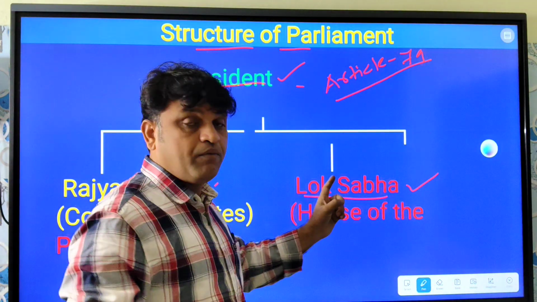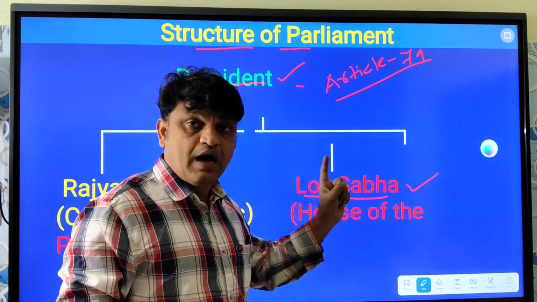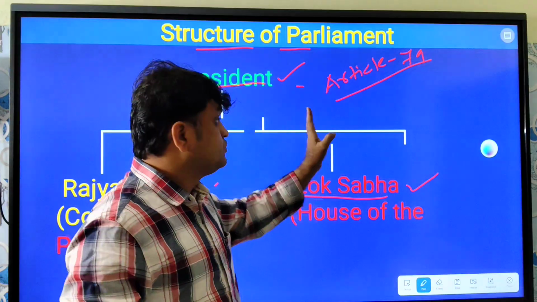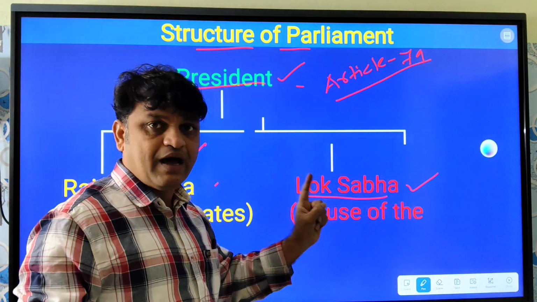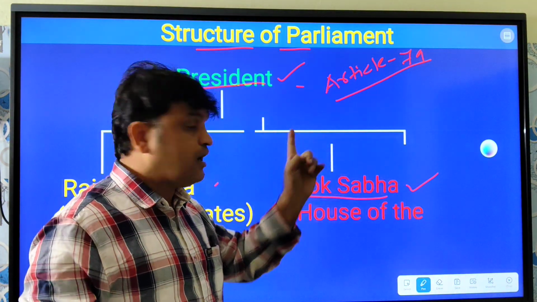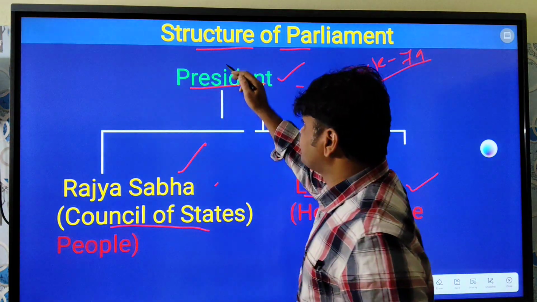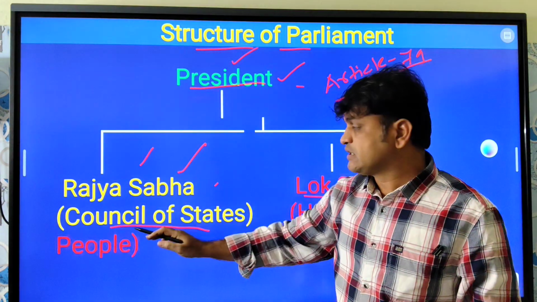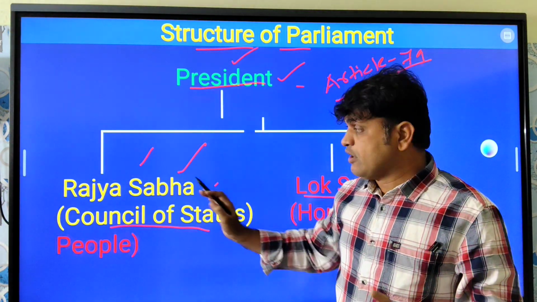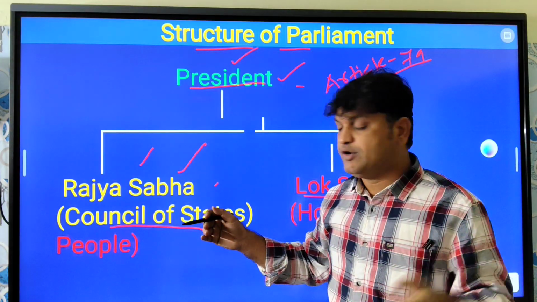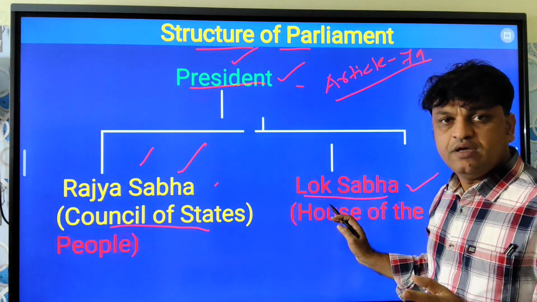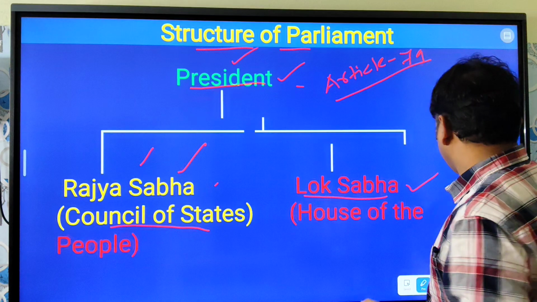Parliament is the legislative organ of the central government. So parliament is one of the organs of the government, the legislature of the central government, which comprises the president, the Rajya Sabha, that is the council of states, and the Lok Sabha, the house of the people, the representatives of the people. I will tell you about Rajya Sabha in detail in another video.